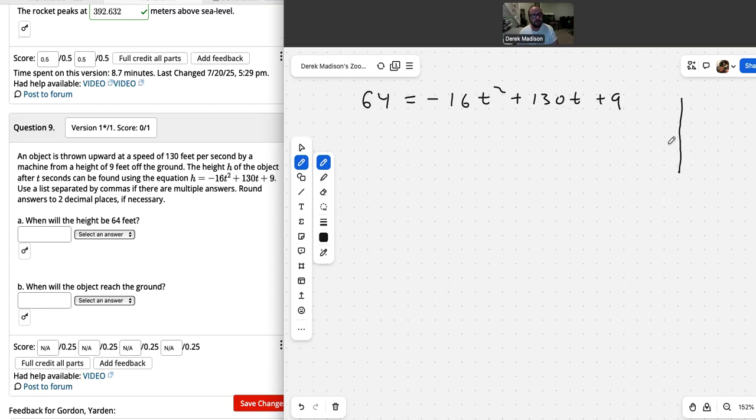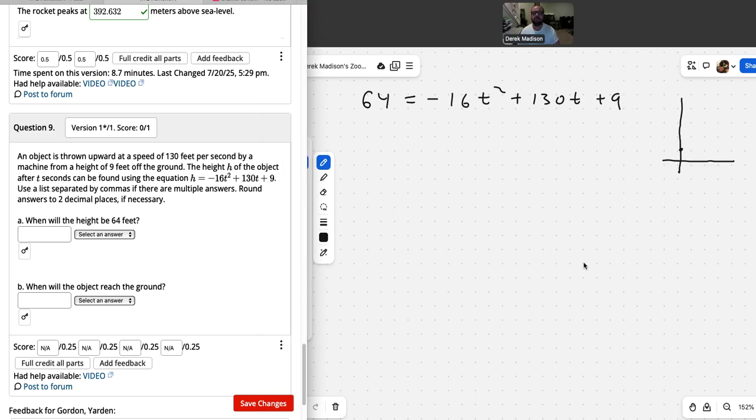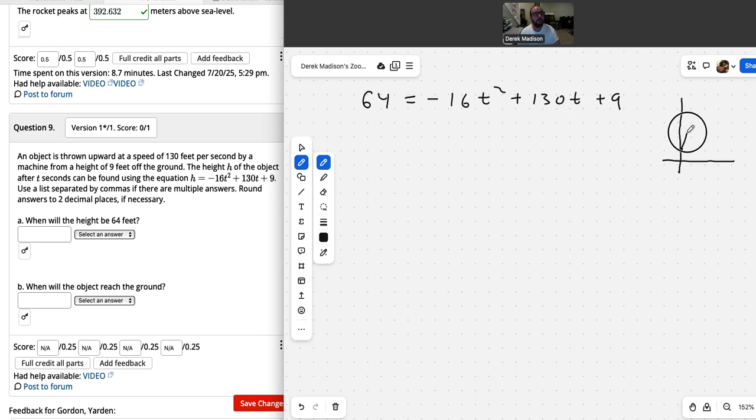If you think about what this graph would look like, it would be a parabola opening down because of the negative in front, and it would have a y-intercept of 9. It's being thrown from a height of 9 feet off the ground. So it would go up and it would go down, and we'll pretend 64 is right there.